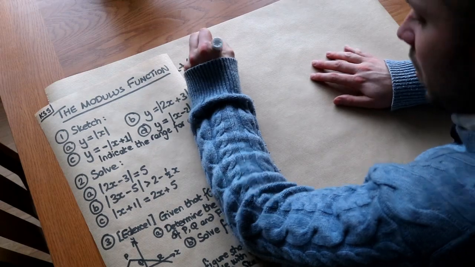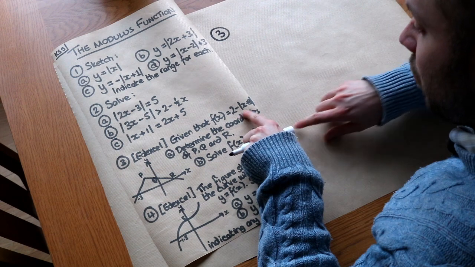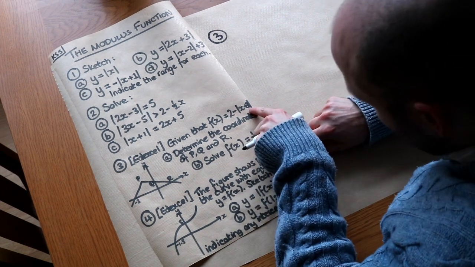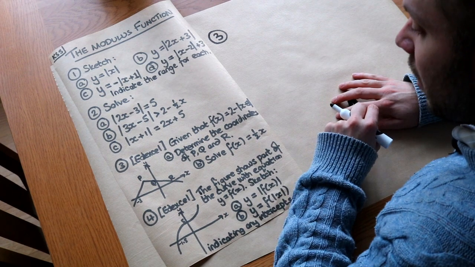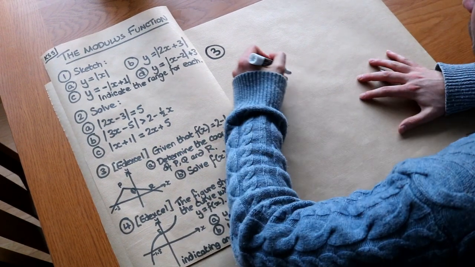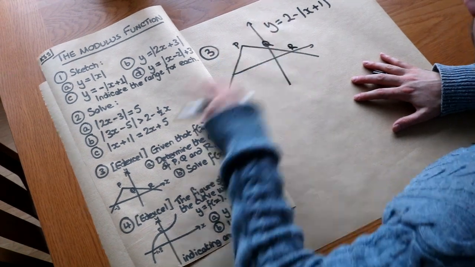Then we've got an Excel question here, an exam question. Given that f of x is equal to 2 minus the modulus of x plus 1, which is this graph here, determine the coordinates of P, Q, and R. So if I just quickly copy that. Now how do we determine these 3 points here?